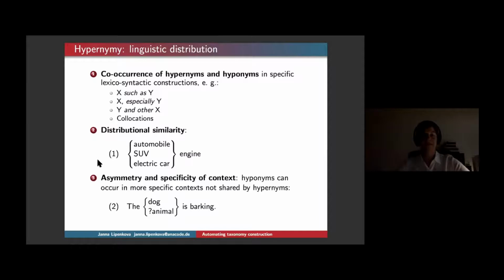So, and hyperonymy, as we have seen, is an asymmetric relation, so it's not enough to find the hyperonymy pairs in non-co-occurrent situations. And this is why the third point is important here, which is asymmetry and the specificity of the context. So the observation here is that often hyponyms occur in more specific contexts, which are not shared by their hyperonyms. As you can see in the example, we can say the dog is barking, but it's very strange. I mean, it's semantically correct, but pragmatically it would not be correct to say the animal is barking. So you would say the animal is calling or making sounds.